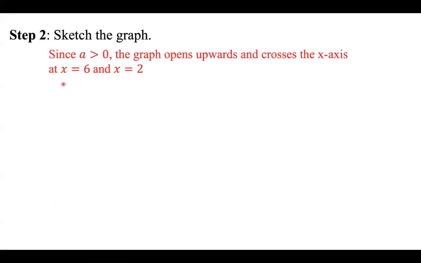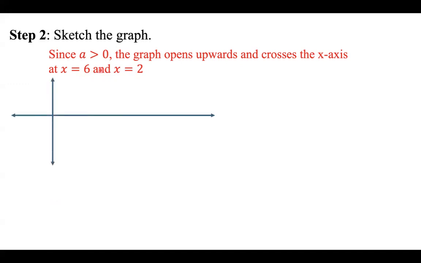Well, how do we graph it? Well, it depends on your a value. If the a value is positive, then the graph is going to open upwards and cross the x-axis at the two solutions that we came up with. So let's go ahead and graph this.